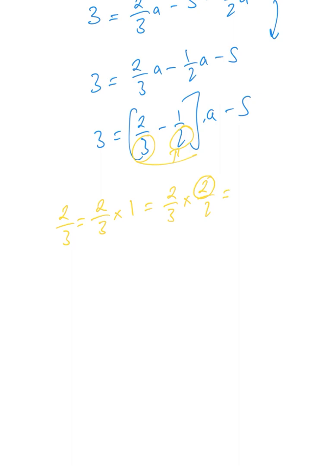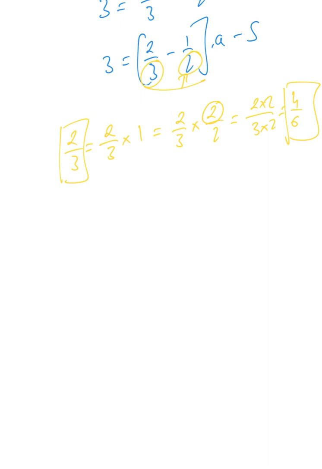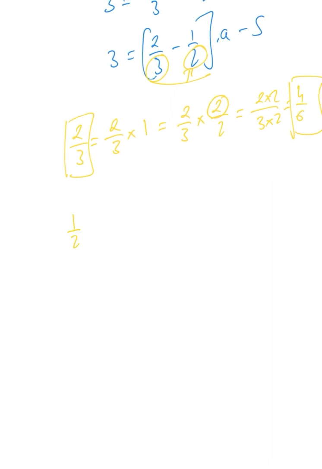So it's going to be 2/3 times 2/2, which is 2 times 2 over 3 times 2, which is 4/6, which means that 2/3 is actually equal to 4/6. Now, let's do the same thing with the second fraction, 1/2. 1/2 is the same thing as 1/2 times 1, which is the same thing as 1/2 times, now which number am I going to choose? I'm going to choose 3 times 3/3, because 3/3 is still equal to 1. So it's 1 times 3 over 2 times 3, which is 3/6. So 1/2 is the same thing as 3/6.